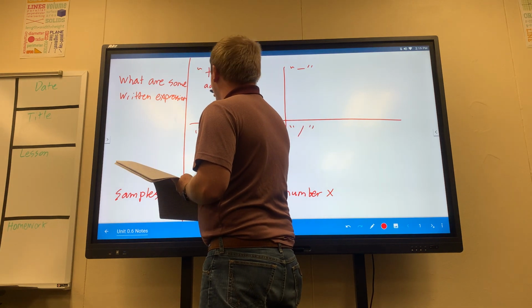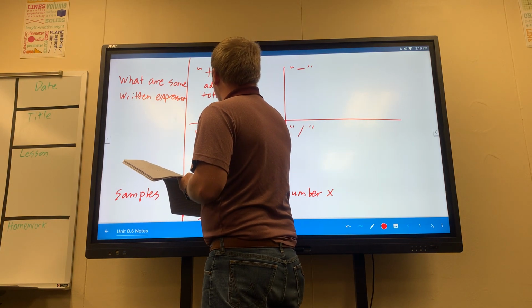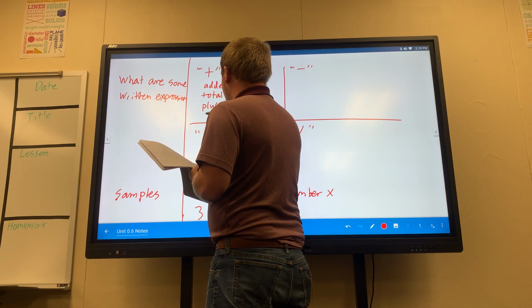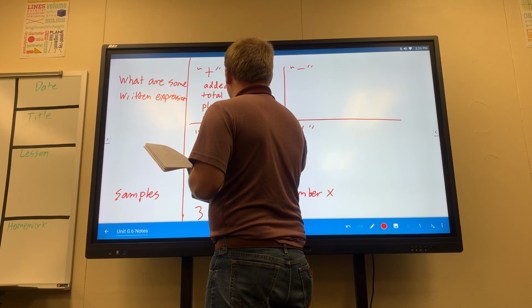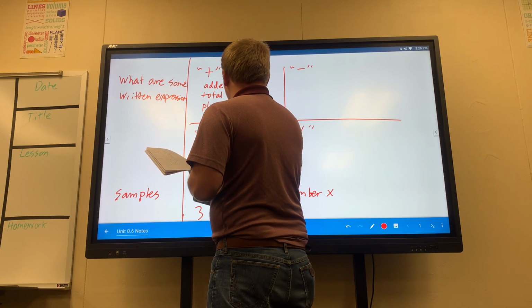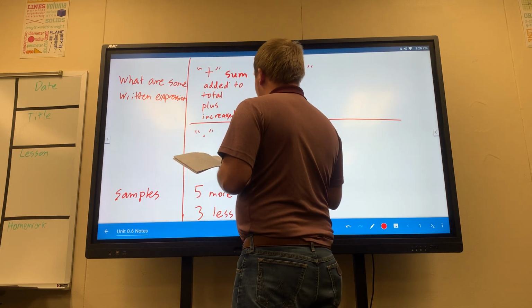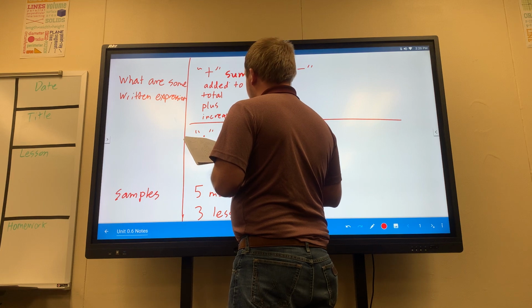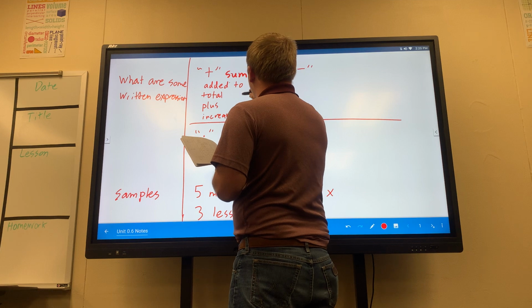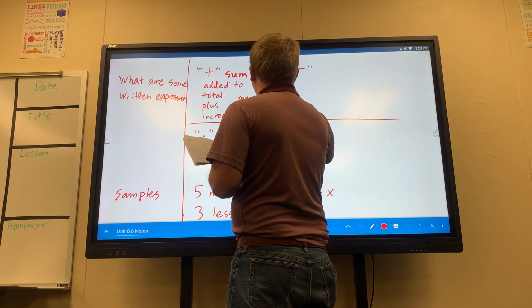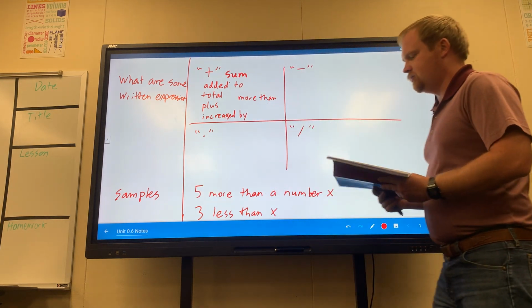And here's some of the others for addition anyways: total, plus, increased by. This next one's a little bit tougher: more than, which we'll talk about how this will work in a second.